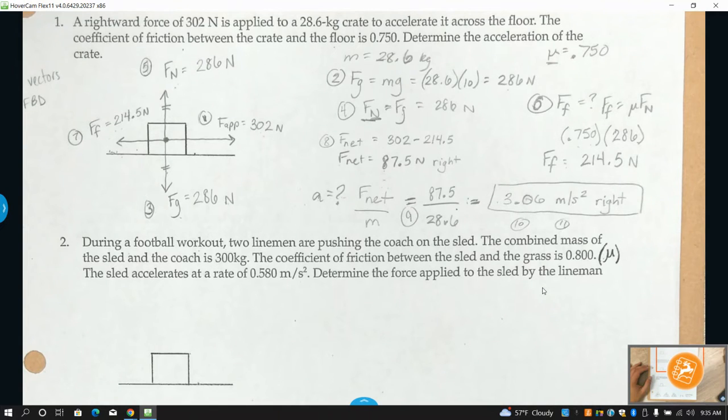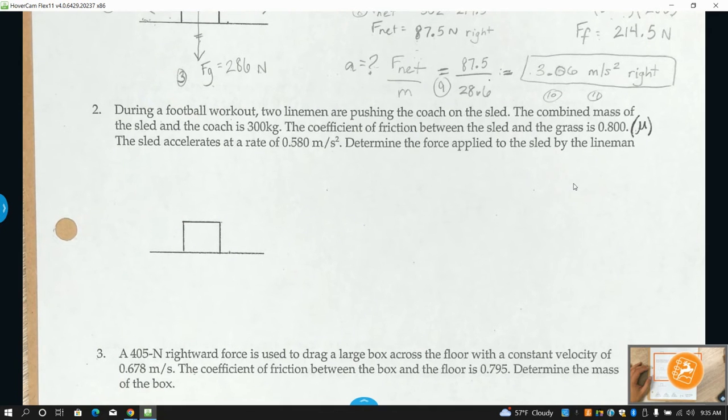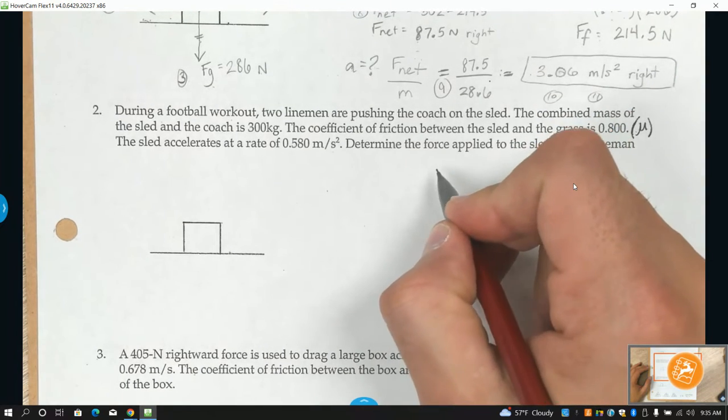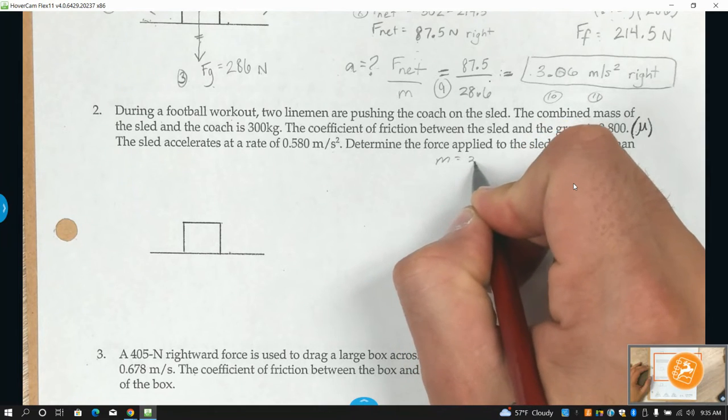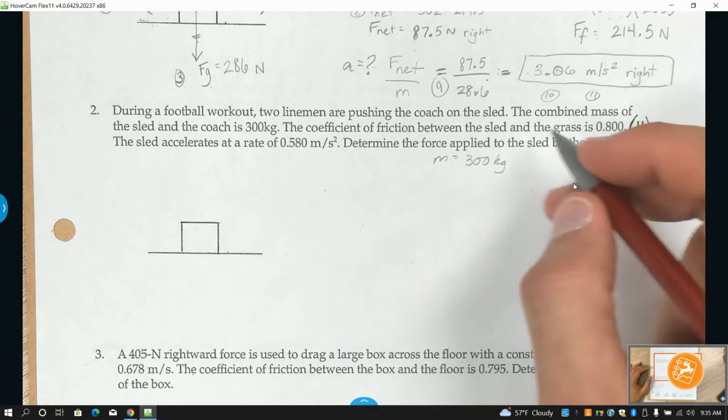If we took a look at, let's take a look at number 2. During a football workout, 2 linemen are pushing the coach on a sled. The combined mass of the sled and the coach is 300 kilograms. So cool, they give me mass, 300 kilograms. What else do they give me?